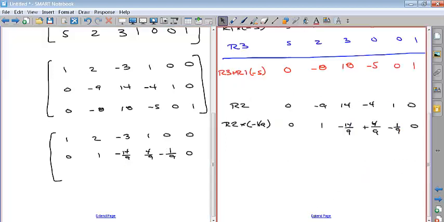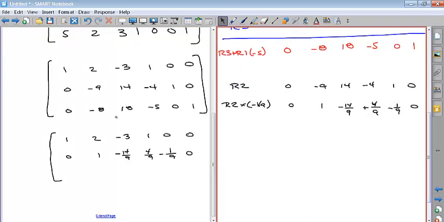Okay, now that I've done that, I'm going to do the next step, which is to get this to go to 0. So I'm going to take my new row 2 and multiply it by 8, because this will give me positive 8, which will cancel out with the negative 8. So multiply all of these by 8, so I'll get 0, 8, negative 112 divided by 9, since 14 times 8 is 112. 4 times 8 is 32, so I get 32 over 9, and negative 8 over 9, and 0.